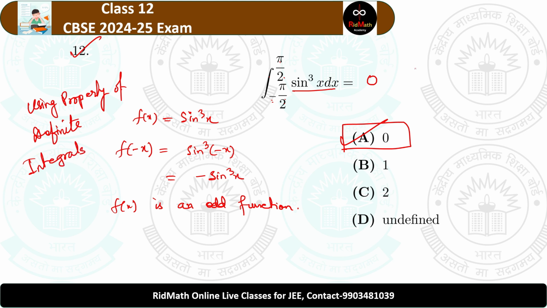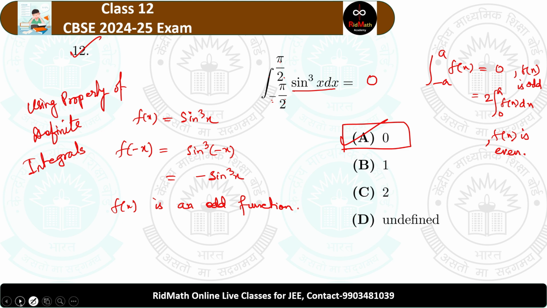Because there was a property that the integral from minus a to a of f(x) dx is equal to 0 if f(x) is odd, and this is equal to 2 times the integral from 0 to a of f(x) dx when f(x) is even. Okay, I have used this property.